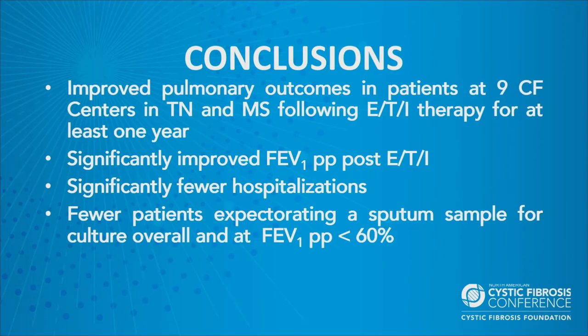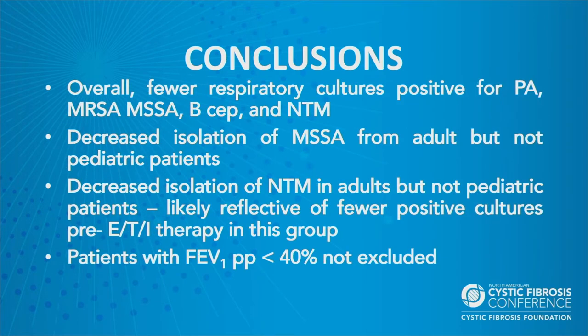So overall, what we saw was improved pulmonary outcomes in patients followed at 9 CF centers across the states of Tennessee and Mississippi following ETI therapy for at least 1 year. FEV1 percentage predicted was significantly improved for the overall data set and for the pediatric and adult patients. Patients had fewer hospitalizations, and fewer patients were able to expectorate a sputum sample for culture overall, and even at an FEV1 percentage predicted less than 60%.